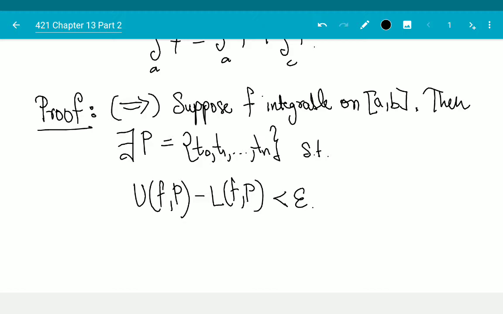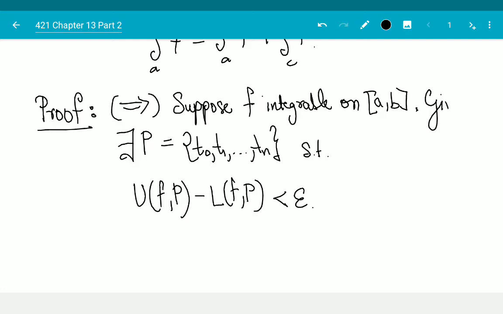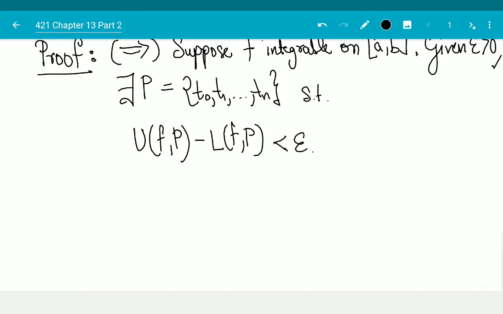Oops, I forgot to mention this. Given epsilon greater than 0, there exists such a partition. However, given epsilon greater than 0, I can find such a partition. Well, we can assume tj is equal to c for some j.